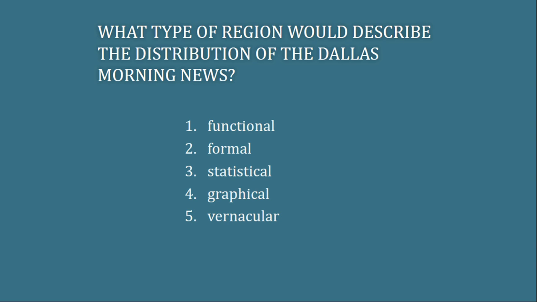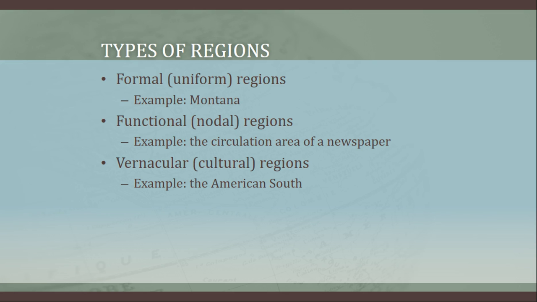So only three of these are actual regions: functional, formal, and vernacular. Okay, and in the case of the circulation of a newspaper, you're actually talking about a functional region. So the answer to that is a functional region. So formal region is going to be like your political boundaries, okay? So like a state or a country. This is sometimes called a uniform region, but formal is more common.